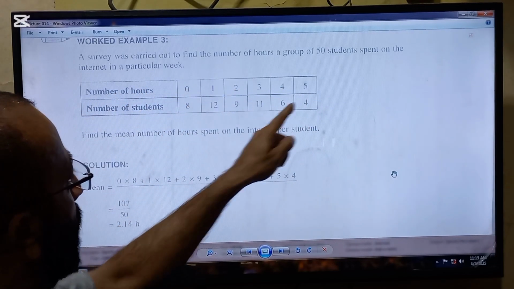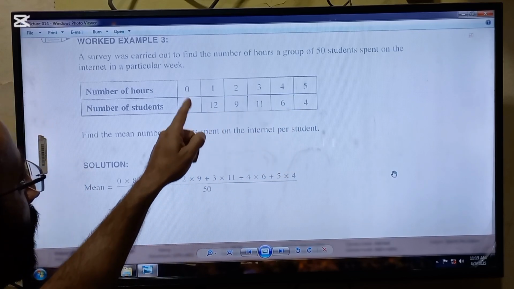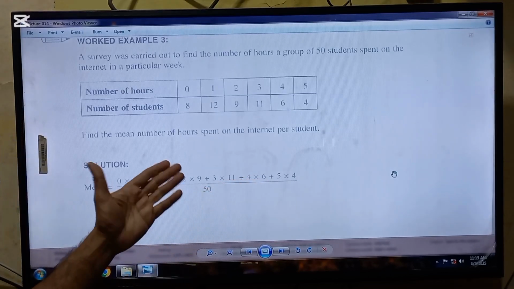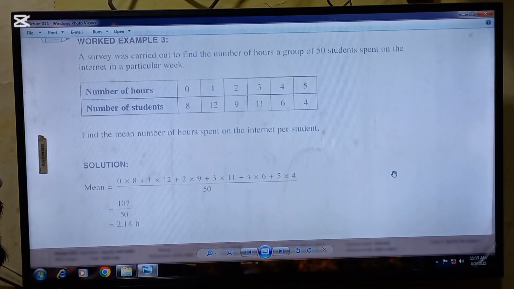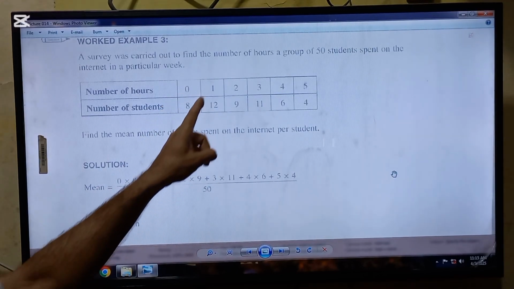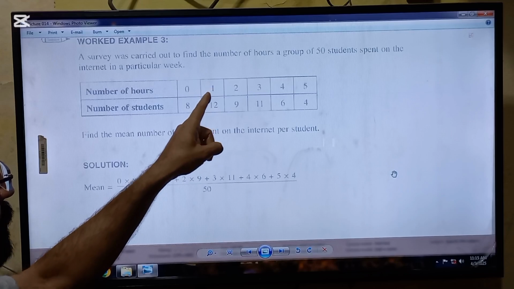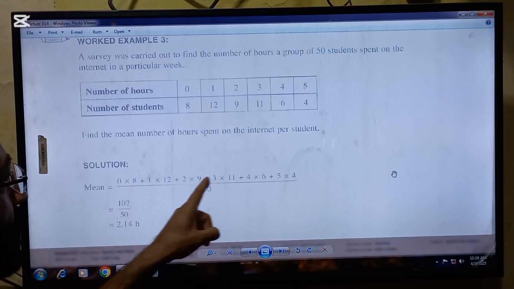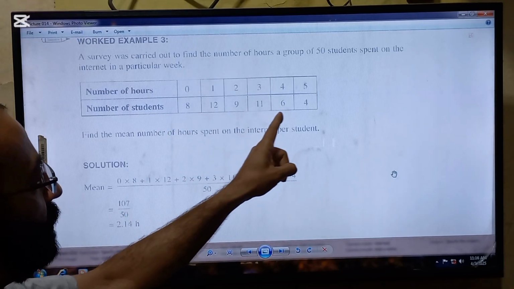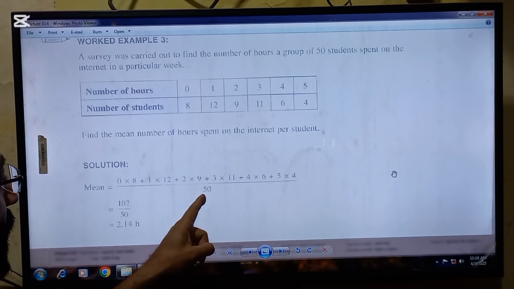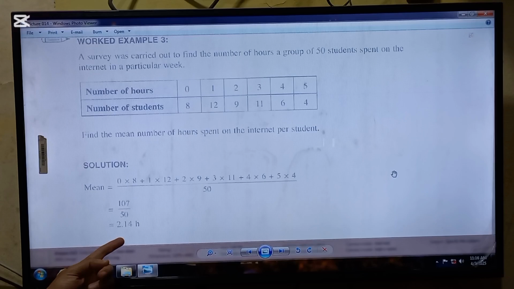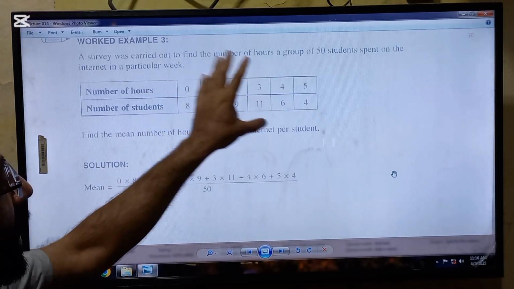So here are some values given and their corresponding frequencies are also given. Find the mean number of hours spent on the internet per student. So the method which we have just studied is f1 x1 plus f2 x2, f3 x3, f4 x4, f5 x5, and so on. In the denominator we will add up the frequencies, and after solving this on the calculator you will get the answer. The unit will be hours because the unit is given in hours in this statement.